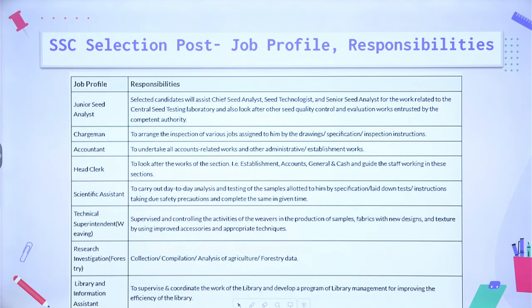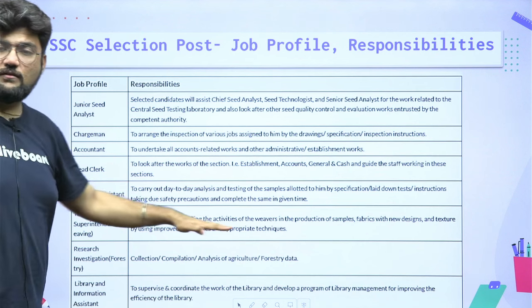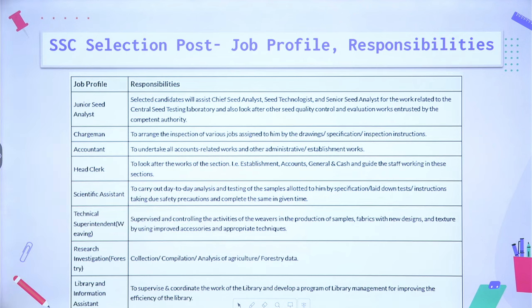A chargeman arranges the inspection of various jobs assigned to him. It can be anything. It can be drawing, specification, inspection, instructions, etc. Accountant, we all know, takes care of accounts of the administrative and establishment works. There is a clerk who does the office entry work, etc. There is a scientific assistant who carries out day-to-day scientific testing and analysis of samples allotted to him by his senior scientist, etc. Technical superintendent, weaving. So this is for the weaving department. Okay, they need to check, supervise and control the activities of the weavers.